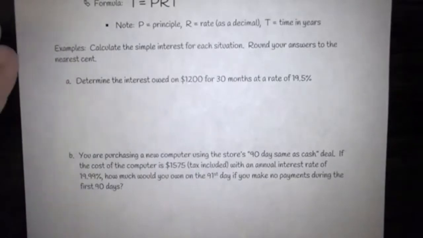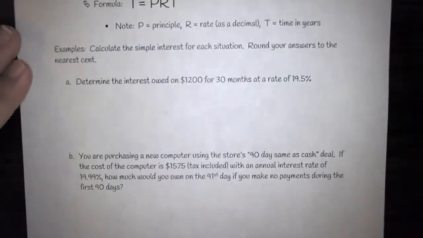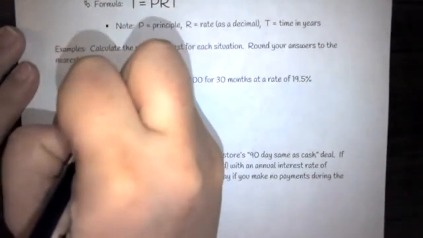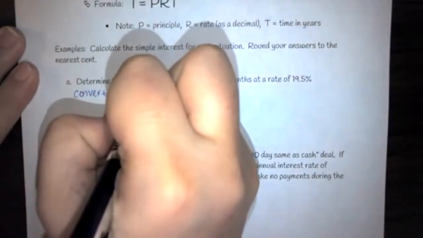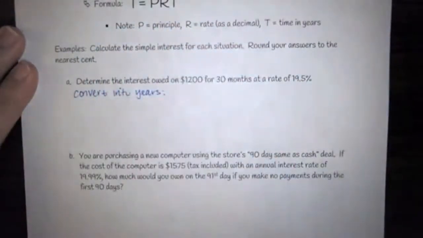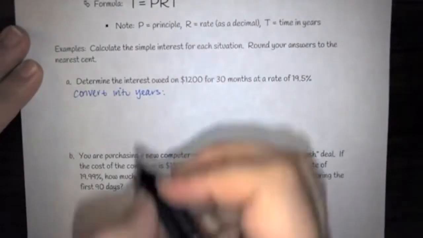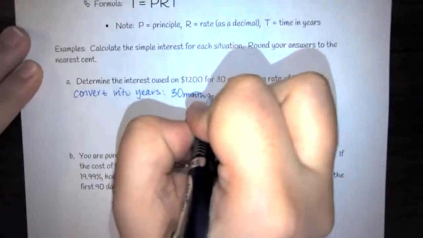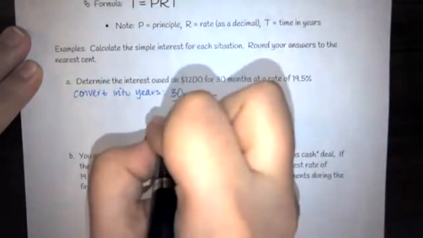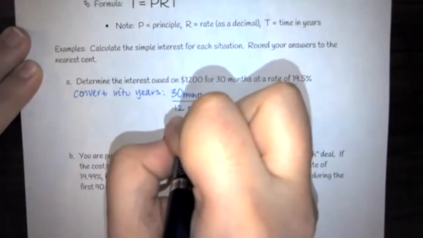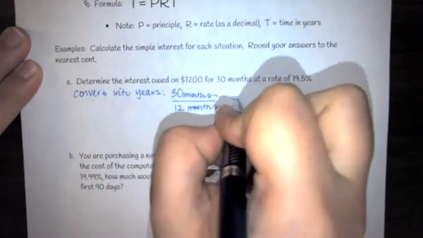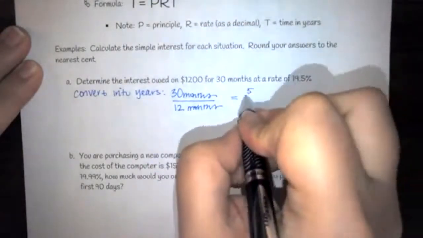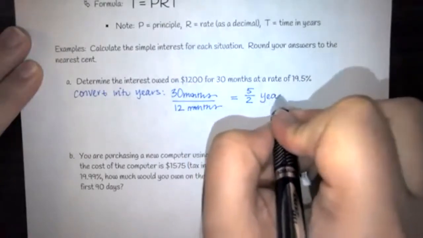So the first thing we have to do here is we have to convert our time over to years. So to do that, you're going to take what you know. Well, we know that we've been given 30 months. We also know that there are 12 months per year, which is going to give us a fraction. Well, 30 over 12 reduces to 5 over 2 years.